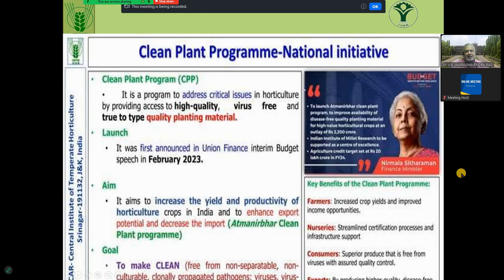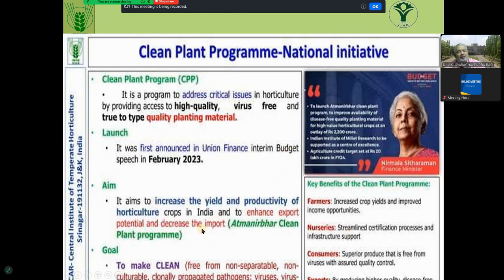So the national initiative, as I have already told you, was first announced in February 2023, coming under the Atmanirbhar Clean Plant Program. I have already told you what the clean plant is: consumer-superior produce that is free from viruses. See, here it is very important. If you have a very healthy child, you have fewer medical problems. Therefore, during pregnancy, all sorts of tests are done so that the mother should be healthy, the child should be healthy, and it should be a healthy, happy family.